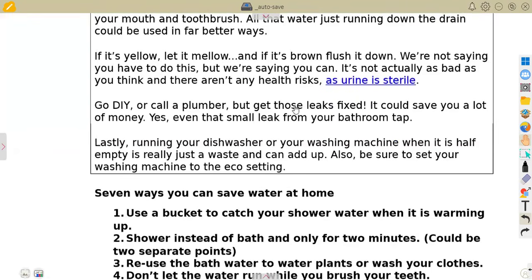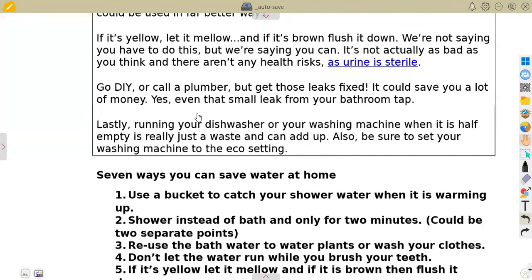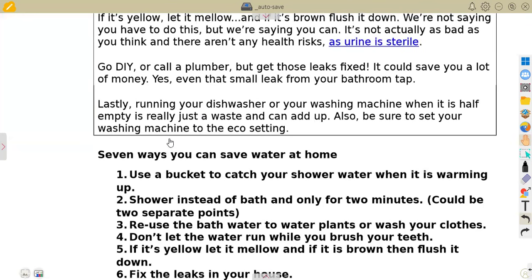But I want us to look at this particular word. Urine is sterile. What is something that is sterile? If something is sterile, we mean to say it is not able to produce offspring, or it cannot produce an offspring. That is, urine is sterile. And then again, we go to the next stanza. They say, go DIY or call a plumber, but get those leaks fixed.